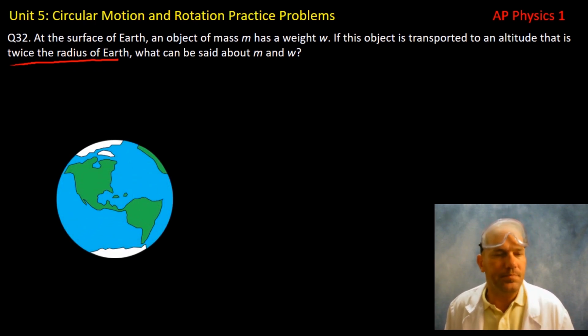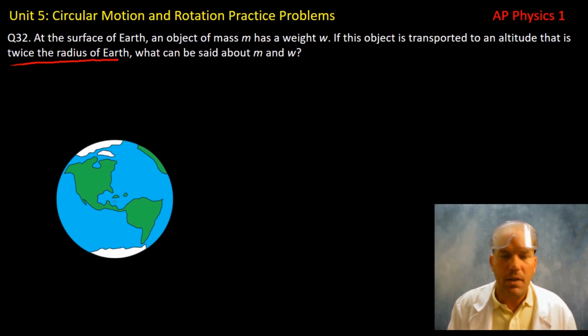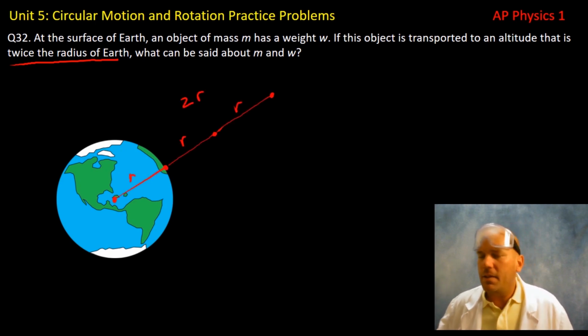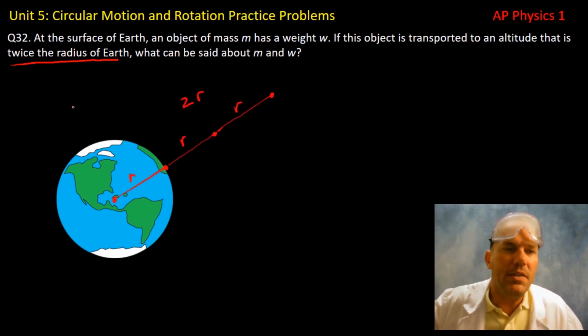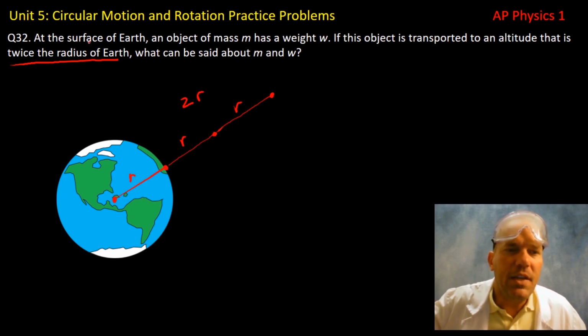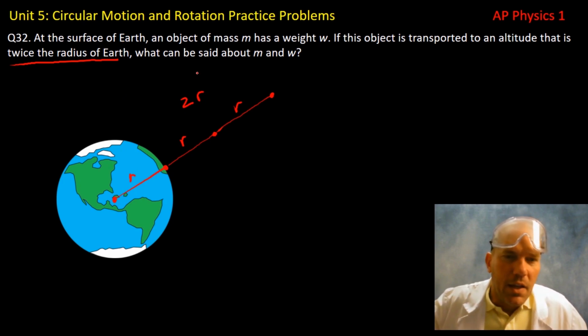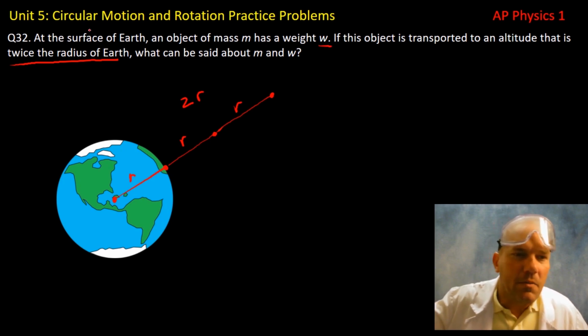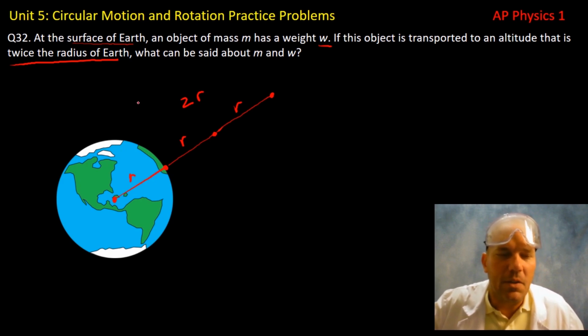All right, so planet Earth, and we're looking at the fact that we have an object that was initially on the surface, and that's where we have its weight. It was on the surface, where the weight is equal to mass times the acceleration due to gravity.